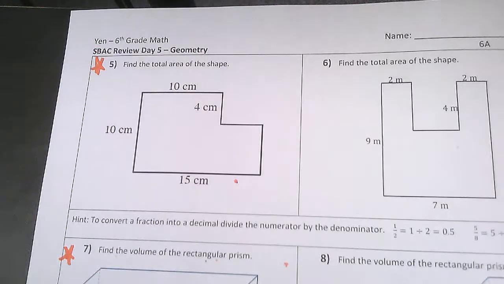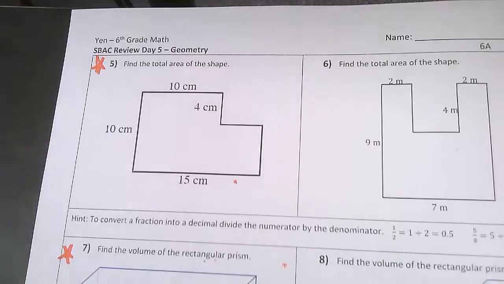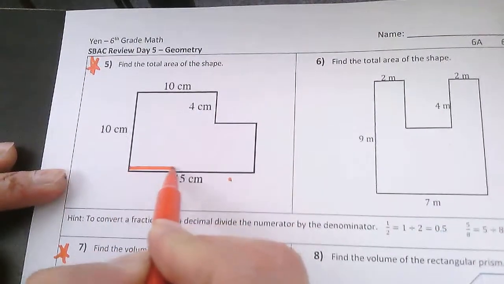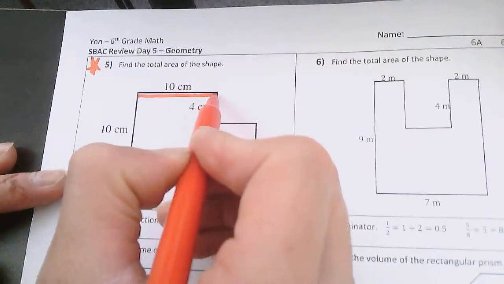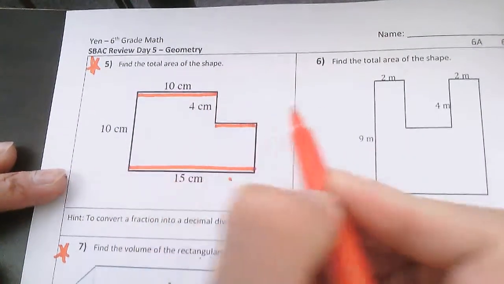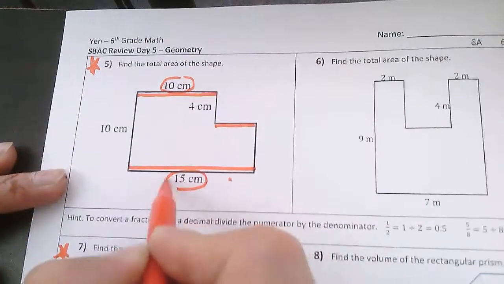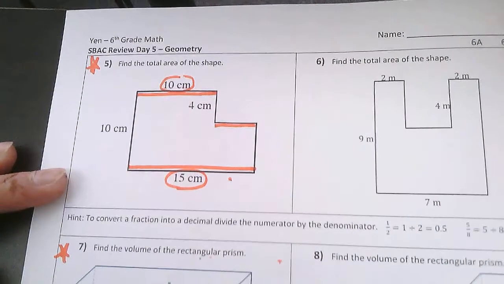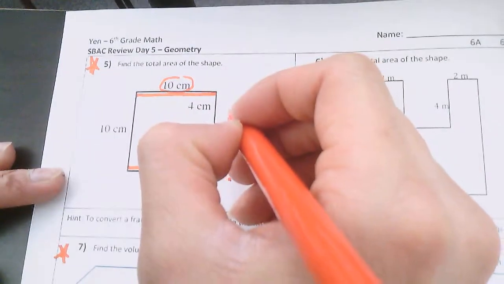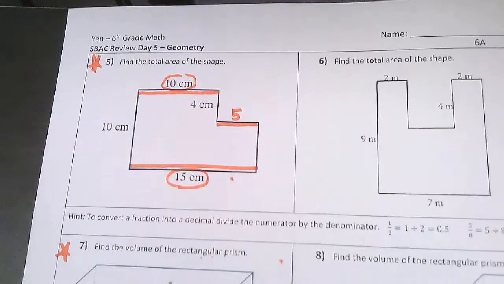The first thing that I want to do is find the lengths of all the missing sides. I know that this full length of 15 is equal to this side plus this side. So if this side is 10 and this side is 15, 10 plus whatever is here has to be equal to 15. So that means that here has to be 5, because 10 plus 5 centimeters equals 15 centimeters. Okay, now we have that side.